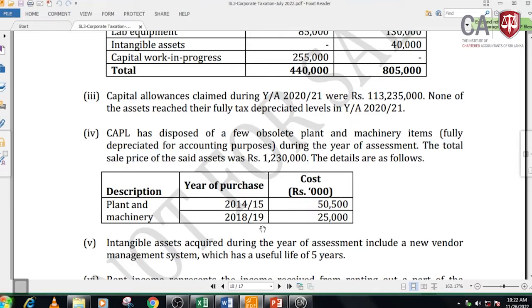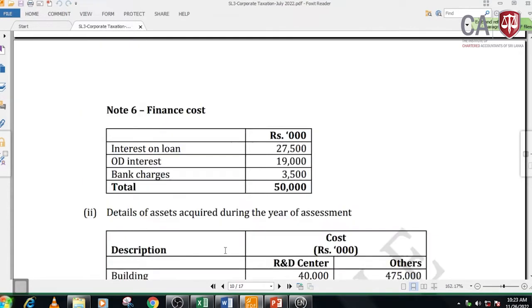Now we need to compute from these depreciable assets, it's plant and machinery, then there is a balancing allowance or the assessable charge. Most of the cases, since these are fully depreciated, there may be an assessable charge. Then year of purchase 2014, that is 14-15, cost is 50,500. Then one is 18-19, it's 25,000. Now all the details are given, let me come to the computation of the balancing allowance or assessable charge.